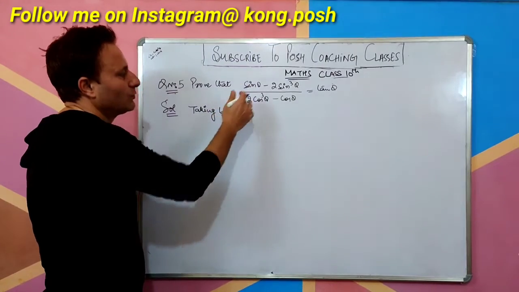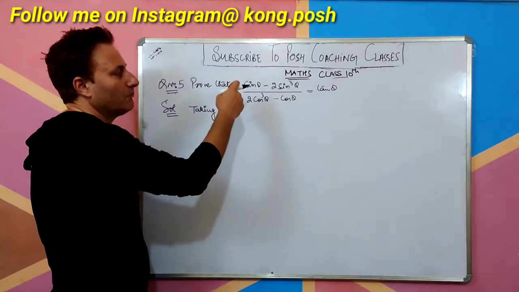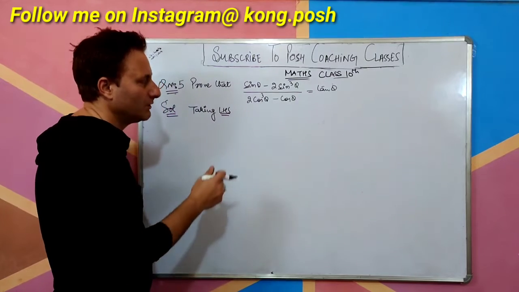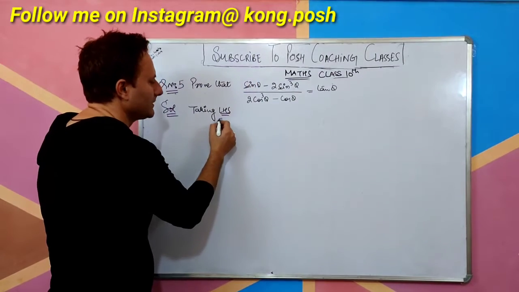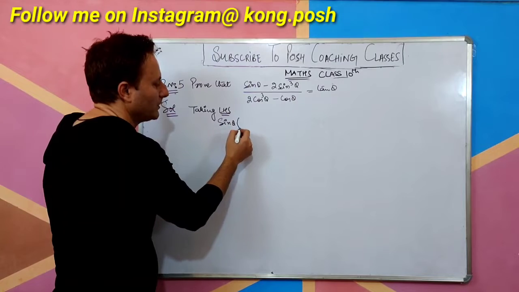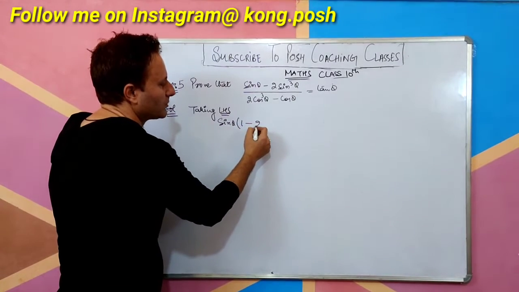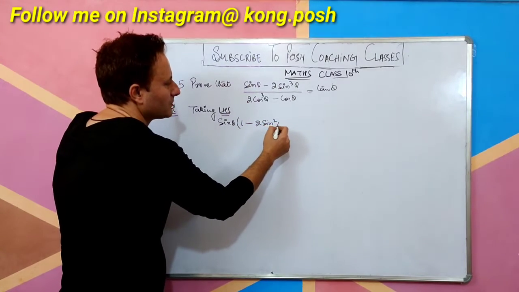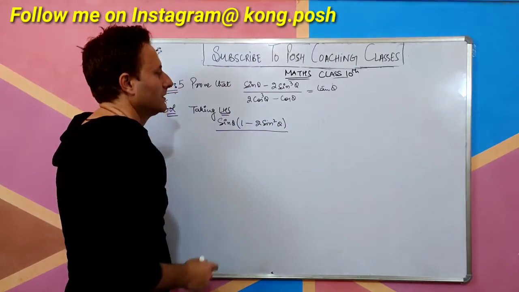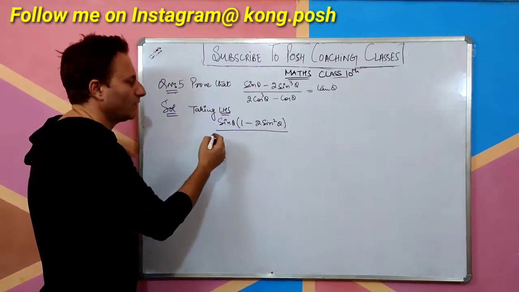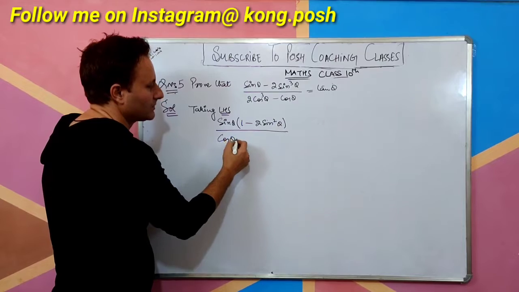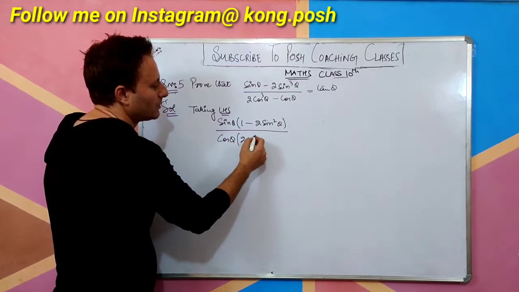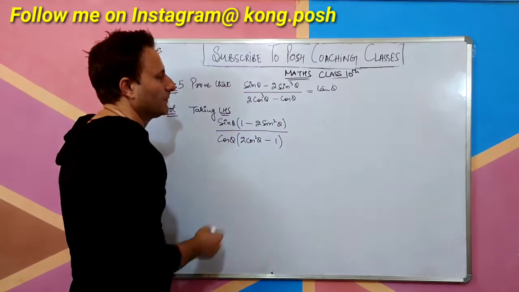LHS, what do I have? I have sine theta minus twice sine cube theta. Very clearly I can see sine theta can be taken common. So what does it become? 1 minus twice sine square theta. And the bottom, what do we have? We have cos theta common. So I'll take cos theta twice cos square theta minus 1.